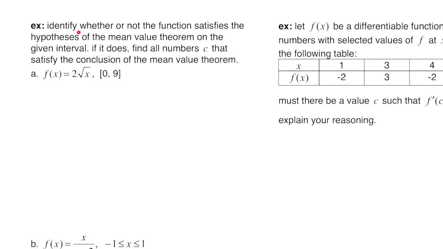This example says, identify whether or not the function satisfies the hypotheses of the mean value theorem on the given interval. If it does, find all numbers c that satisfy the conclusion of the mean value theorem. Our function is 2 square root of x, and our closed interval is from 0 to 9. I drew the curve of f right here from 0 to 9.